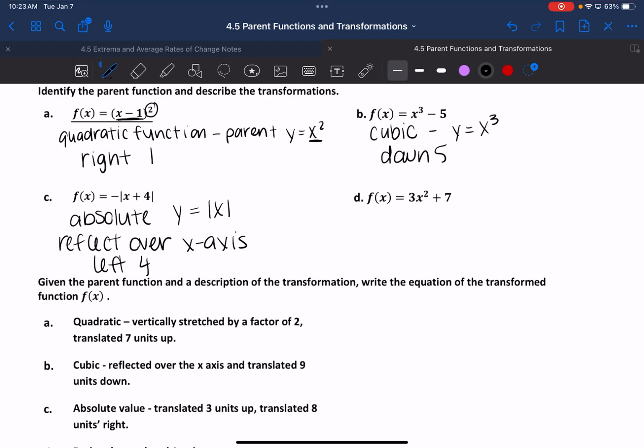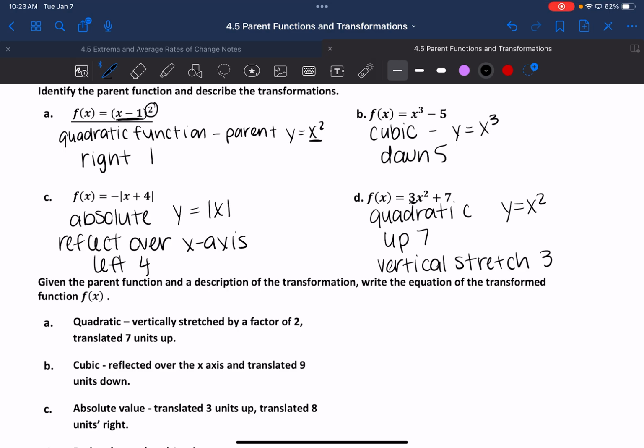What about D? Which one is this one? Quadratic again. So quadratic would be y equals x squared. What changes do we have? Up 7, okay. What else? Very good. A vertical stretch of 3. We know it's a vertical stretch because it was at the front. If it was inside with the x, then that'd be a different story, but it was in front of the x. So we know it's vertical.